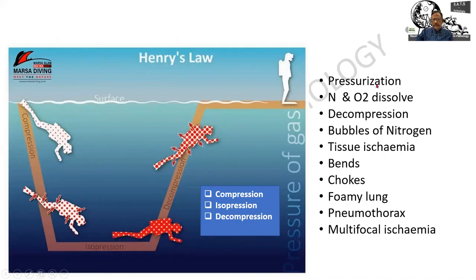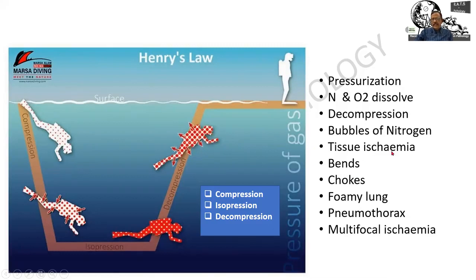Again, this is a summary of it. I would like you people to kindly learn by heart this sequence of events. So there is pressurization. The gases that are being inhaled, nitrogen, oxygen, etc., are all dissolved in the blood. But when there is a decompression, the bubbles of nitrogen come out first and they cause a tissue ischemia. So there are three stages. There is a compression, there is an isopression, no change, and then there is a decompression. These are the three stages over here.